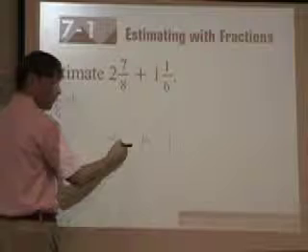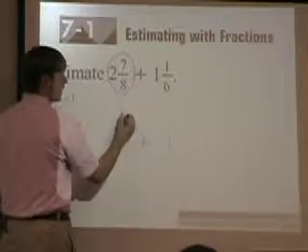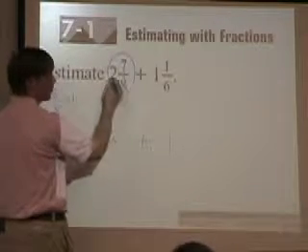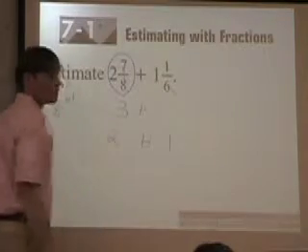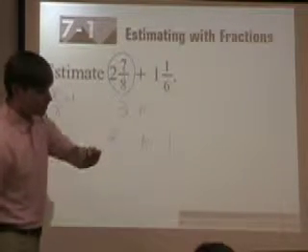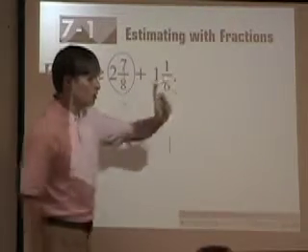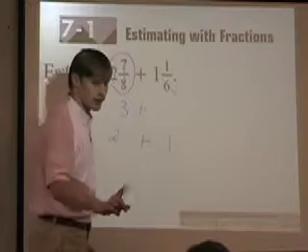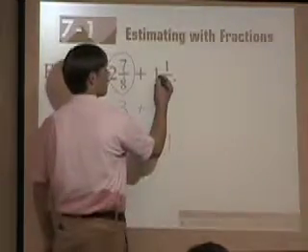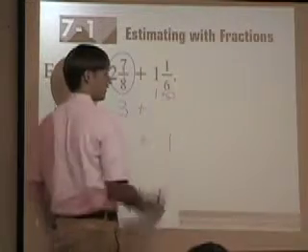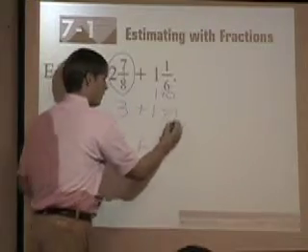Now 2 plus 1 is 3, so we're going to round this whole thing to 3, because this fraction rounds to 1 and 2 plus 1 was 3. Now 1/6 is real close to 0/6, which is 0. So we round 1 1/6 to 1, since we rounded 1/6 to 0. Now what's 1 plus 0? 1. So what's 3 plus 1? 4.